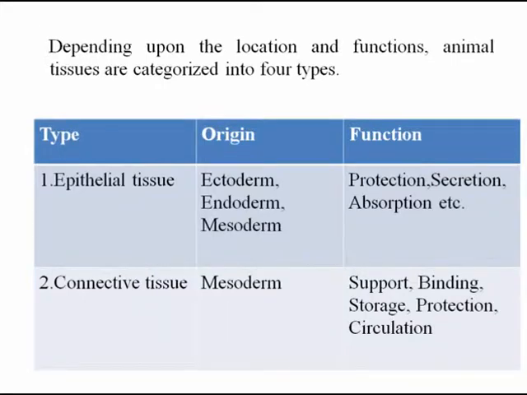The first one is epithelial tissues. Epithelial tissue originates from ectoderm or from endoderm or from mesoderm. Actually, the tissues develop in the embryonic stage from any of three primary germ layers: ectoderm, endoderm, or mesoderm.